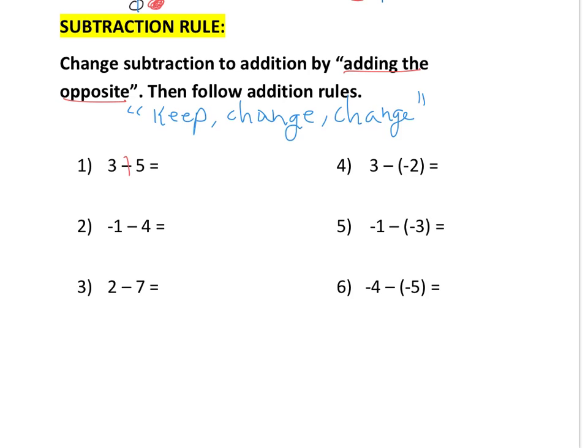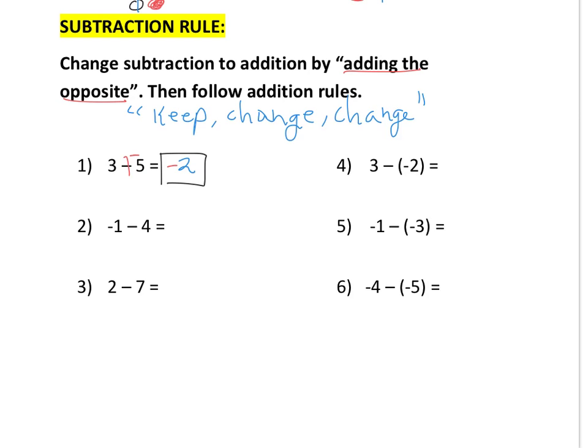And then the 5 here was originally a positive 5. Now we have to change it to a negative 5. So really what we have is 3 plus a negative 5. So remember your addition rules, we have different signs, subtract. So we're going to subtract and do 5 minus 3, which is 2, and keep the sign of the larger. Well, there are more negatives than there are positives, so our sign is negative 2. So our answer to 3 minus 5 is negative 2.